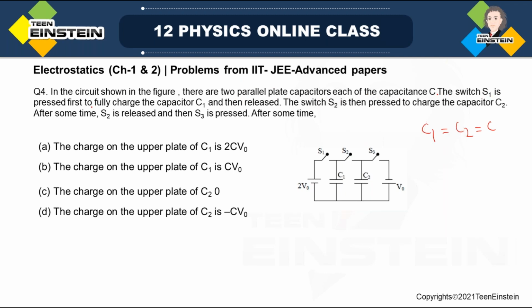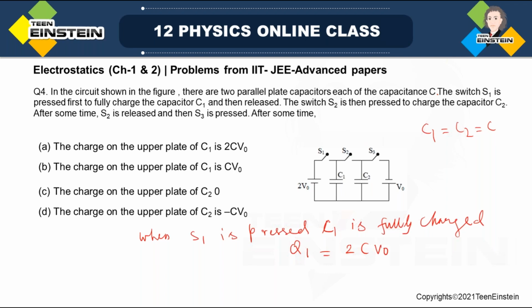The switch S1 is pressed first to fully charge C1. So when S1 is pressed, C1 will be fully charged. So what is the charge then? Q1 will be 2CV0.